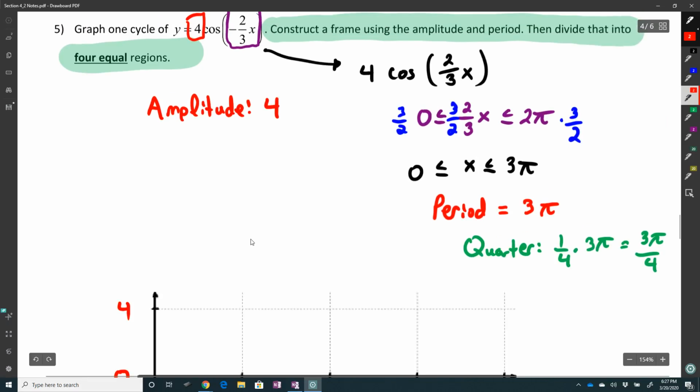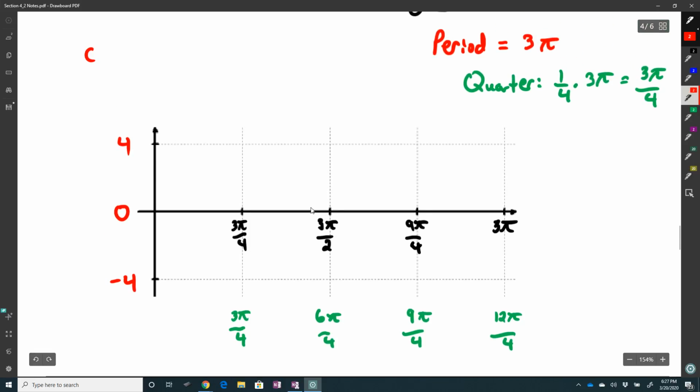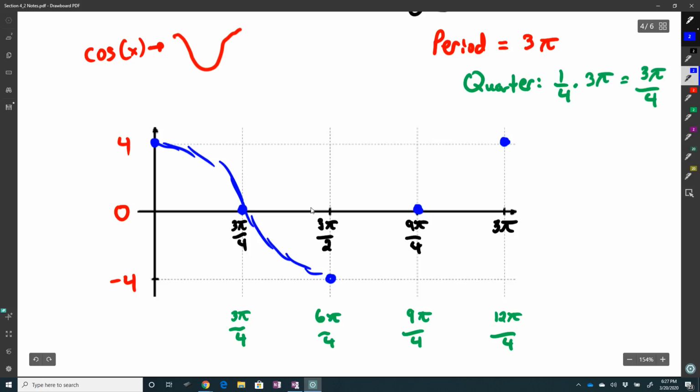I know that I have a cosine. Cosine of x is, well, kind of butchered it, but is that shape. So that means it's going to start up here. And there we go.